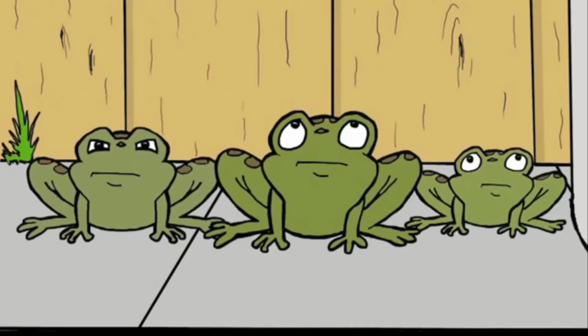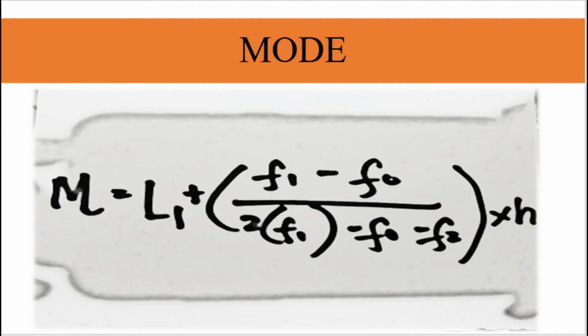Last but not least, it's me, the mode toad. Lower limit plus the summation of the frequency of the modal class minus the frequency of the previous modal class over 2 times the frequency of the modal class minus frequency of the previous modal class minus the frequency of the next modal class multiplied to the height.